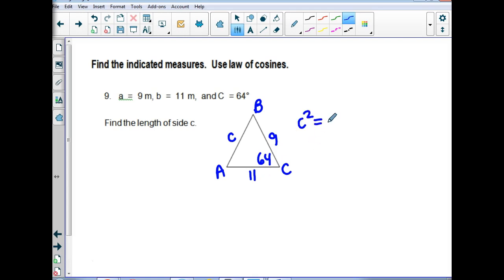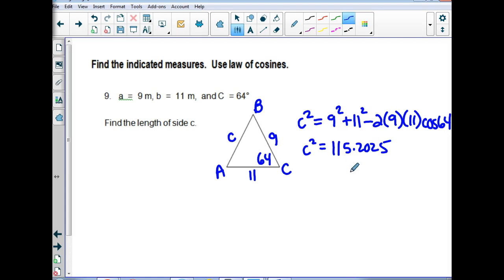So C squared is equal to the side adjacent to the angle squared, plus the other side adjacent to the angle squared, minus twice the product of those two sides, 9 and 11, times the cosine of the given angle, 64. Once we type this out in our calculator, we're going to get 115.2025 approximately. And then you will take the square root of that.